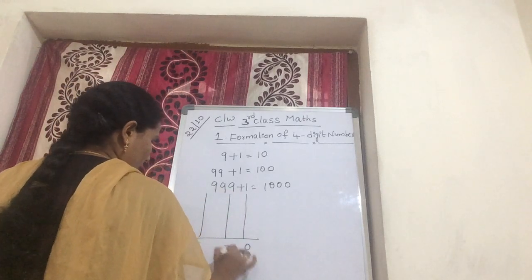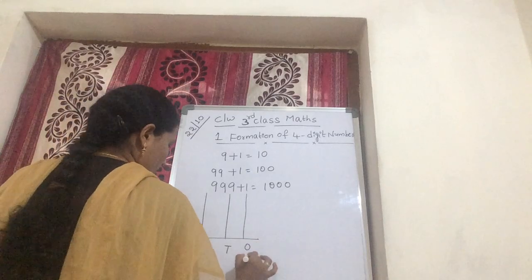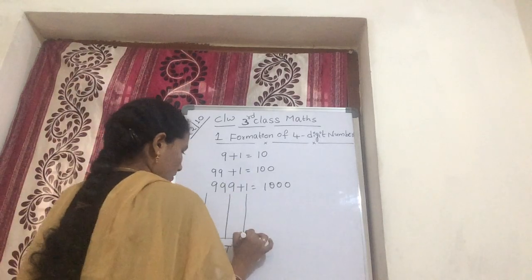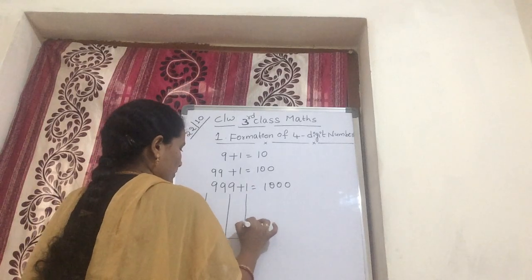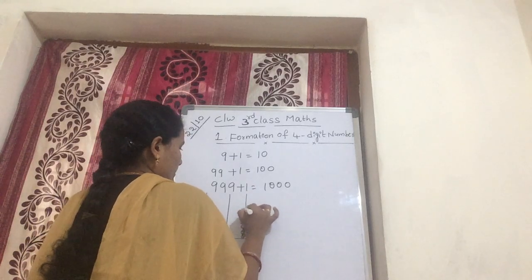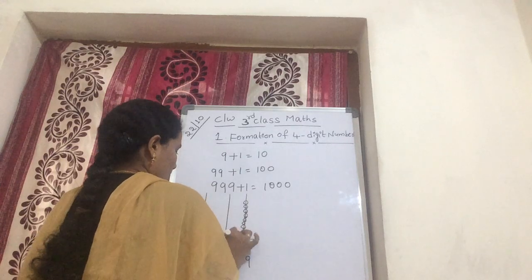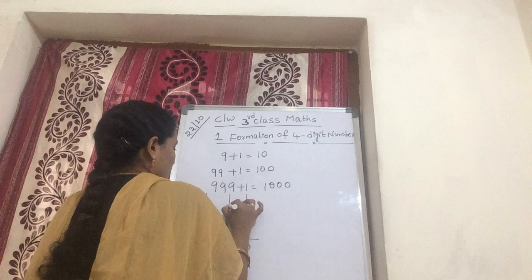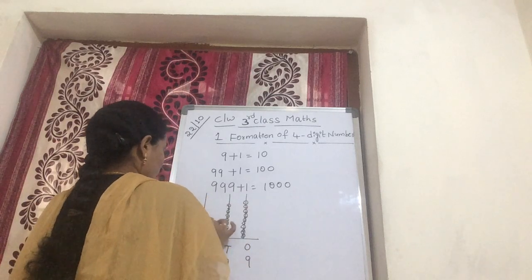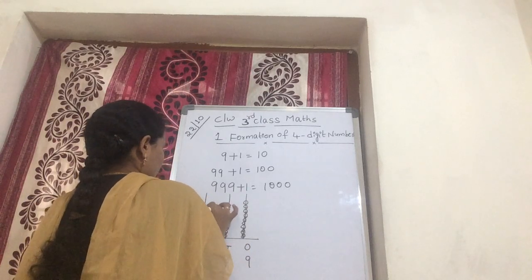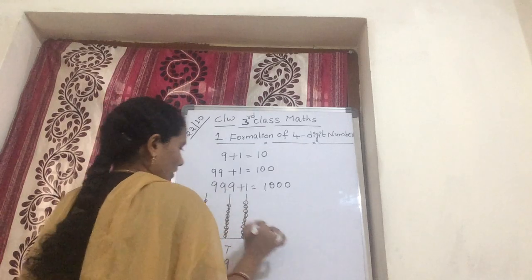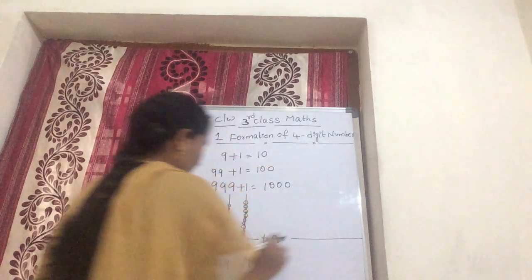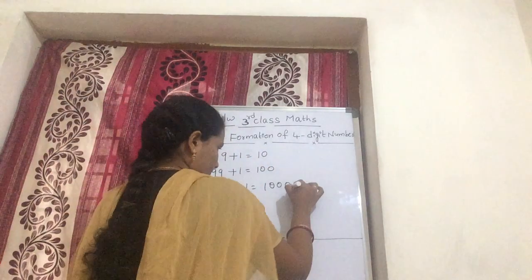Ones, tens and hundreds. Ones place 9, tens place 9, again 9 in hundreds. 1, 2, 3, 4, 5, 6, 7, 8, 9. 1, 2, 3, 4, 5, 6, 7, 8, 9. 1, 2, 3, 4, 5, 6, 7, 8, 9. Okay, plus 1 bead. What do you get? Adding plus 1.